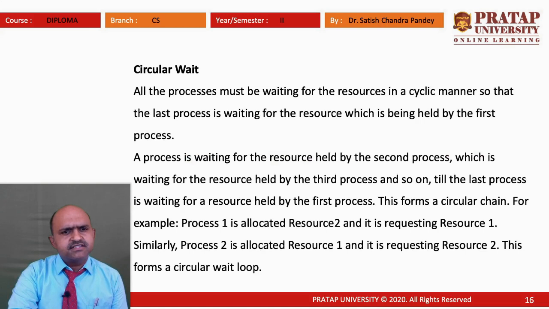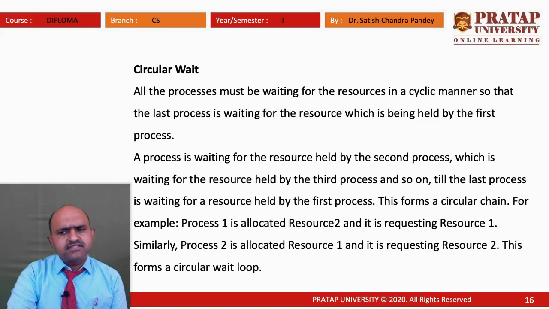Next condition is circular wait. All the processes must be waiting for the resources in a cyclic manner so that the last process is waiting for the resource which is being held by the first process. A process is waiting for the resource held by the second process, which is waiting for the resource held by the third process, and so on till the last process is waiting for a resource held by the first process.